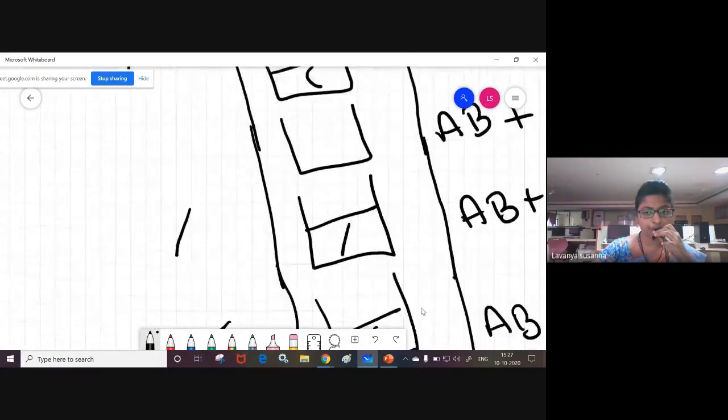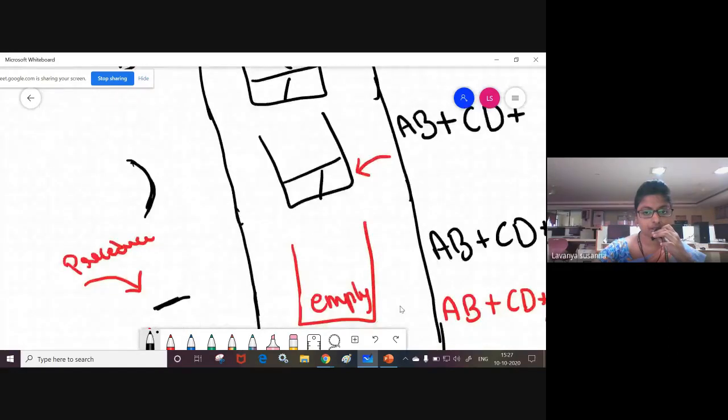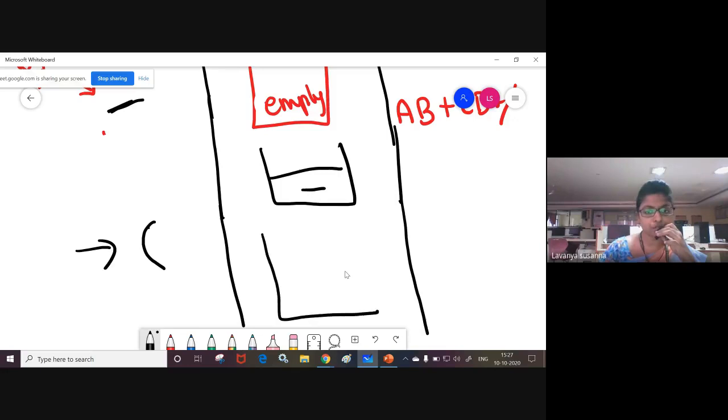If you got open bracket, what you need to do? Don't compare, simply push. If you got an operator, you need to compare the precedence. But if you got open bracket, simply push it. Remember, if you got open bracket, simply push. And note down the array as it is.